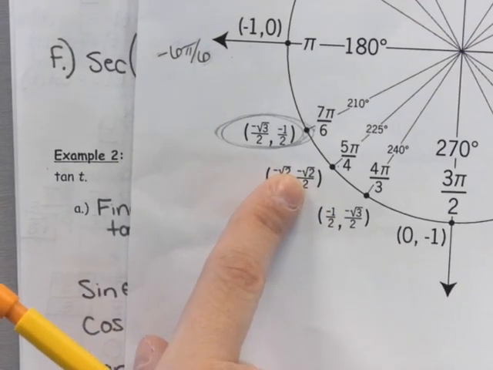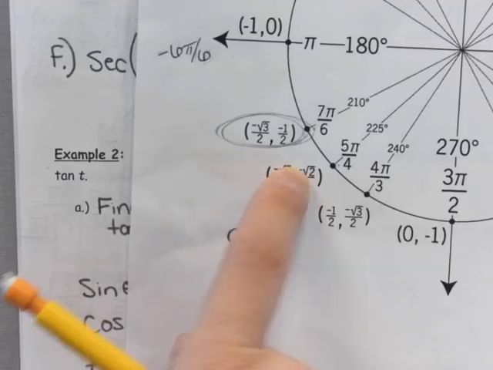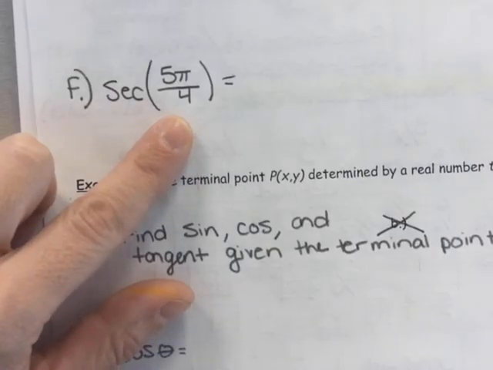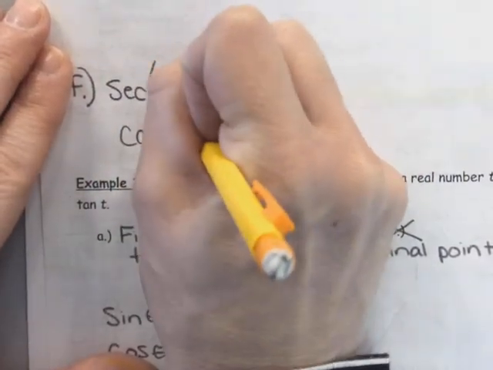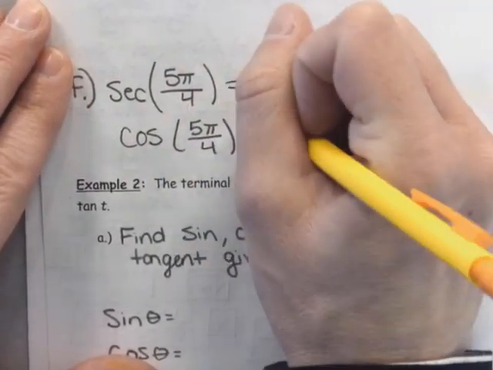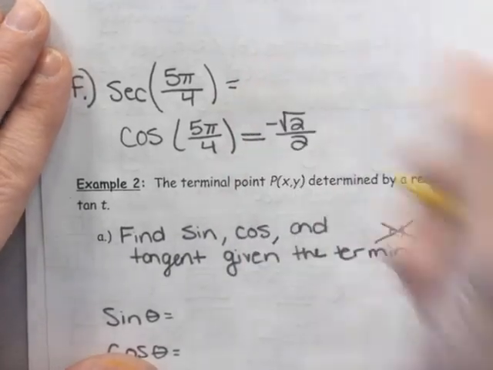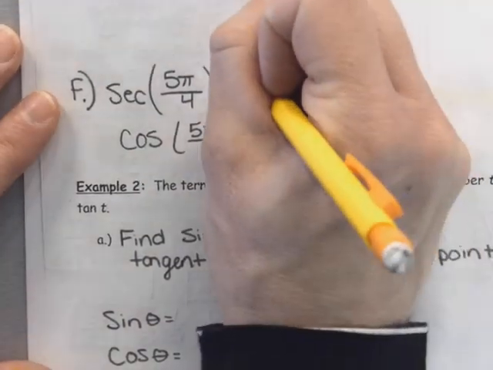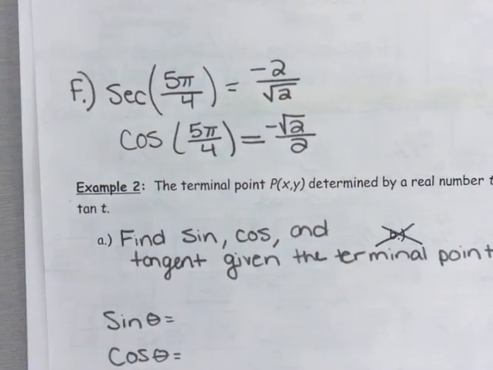Here, if we live in quadrant 3, everything is what? Negative. So everything is negative. So if I wanted to find, let's think cosine first. If I wanted to find the cosine at 5 pi over 4, what would I say it is? -√2 over 2. So then if I want to get to the secant, I would do the flip. So I would get -2 over √2.